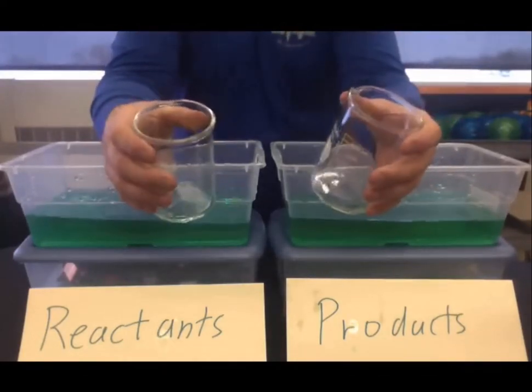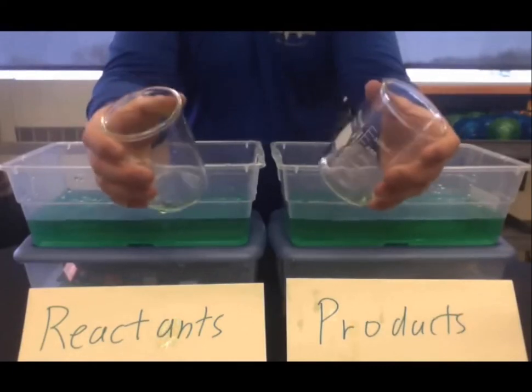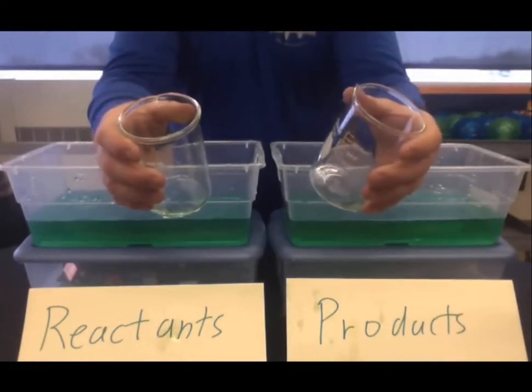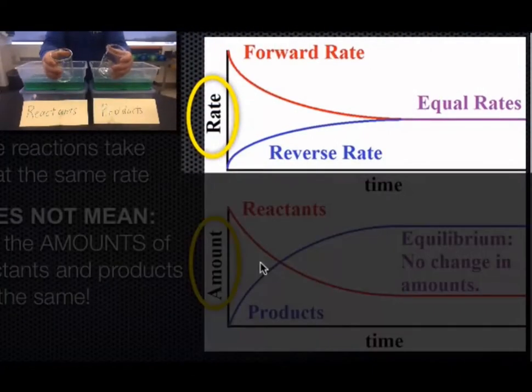It doesn't mean it doesn't keep reacting. It just means it's not going to change anymore. So we've reached equilibrium. Okay? So if we go back to the graph on our slide, we would see that this is the first one, the top one, where the rate flatlines and becomes equal.